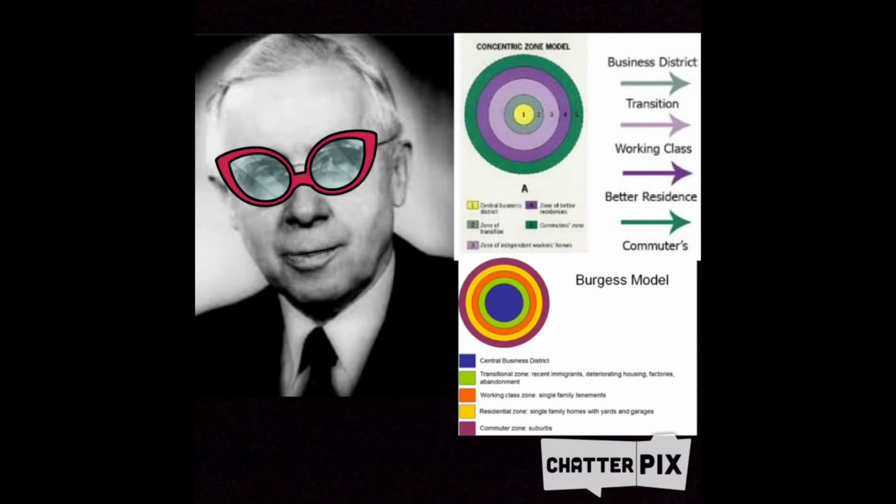Zone 5, a commuter's zone, the final ring. It's farthest away from the central business district. It is beyond the continuous built-up area of the city, and people live in small villages where they spend their leisure and sleep hours and commute into the central business district for work.